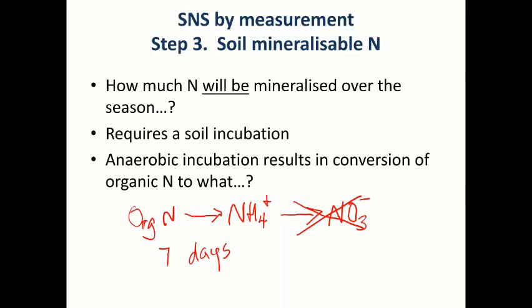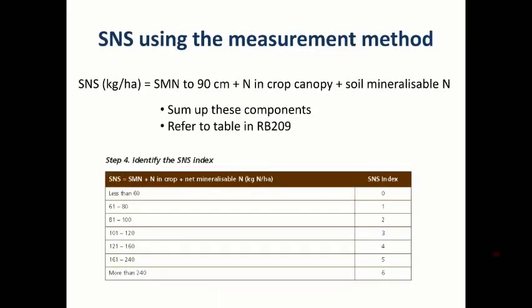And here you can see you sum up, so you add up your soil mineral N to 90 centimeters. That was that machine I showed you. The nitrogen in the canopy, that was that growth area index, and then the mineralizable N, the incubation. Sum them up, and then you look at this table in RB209, and depending on what the number is, you then read over and get your index from over here, you see. So at this point it becomes just like phosphorus and potassium. You then work from an index to come up with a fertilizer recommendation.